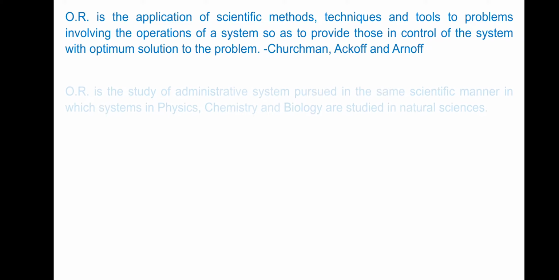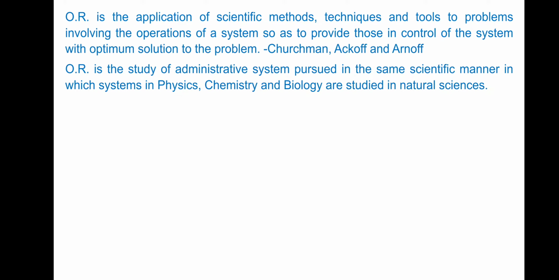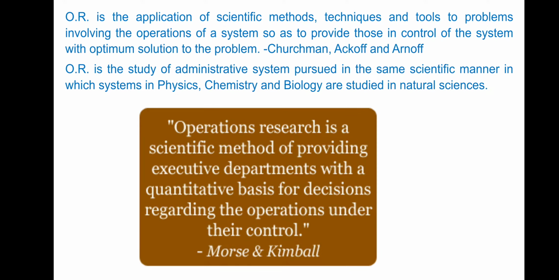That's called optimization. Or it is the study of administrative systems pursued in a scientific manner, in which systems in physics, chemistry and biology are studied in the natural sciences. Operation research is a scientific method of providing executive departments with a quantitative basis for decisions regarding the operations under their control. Morse and Kimball defined it in this format. Any one of these definitions we can study; that will be useful for the studies.